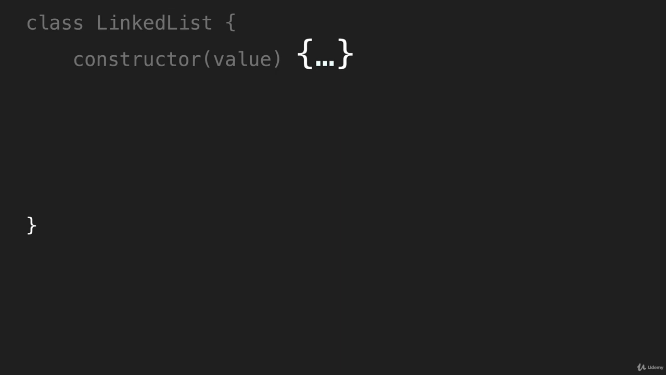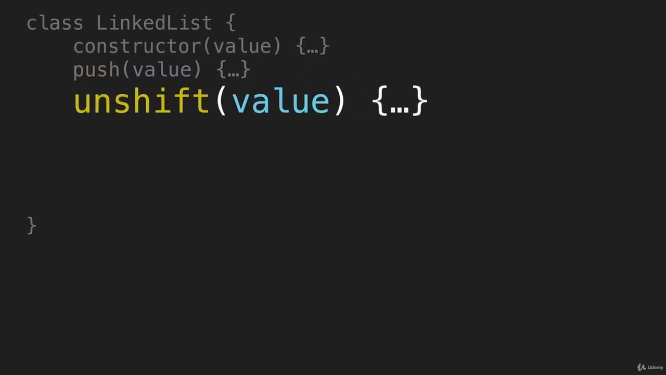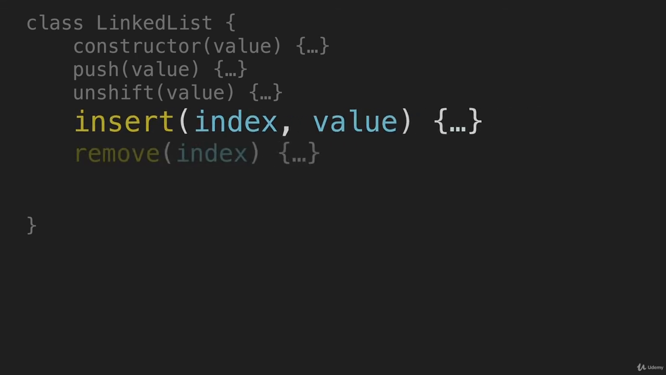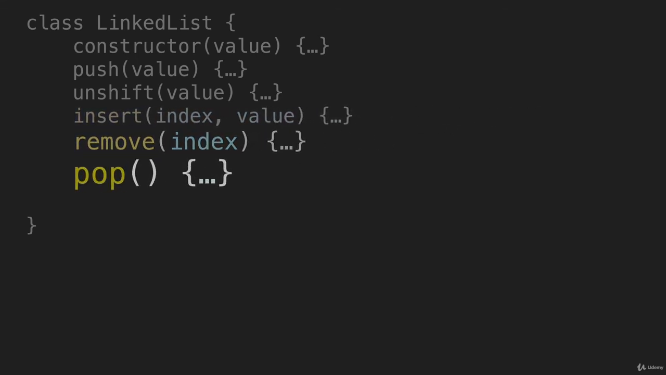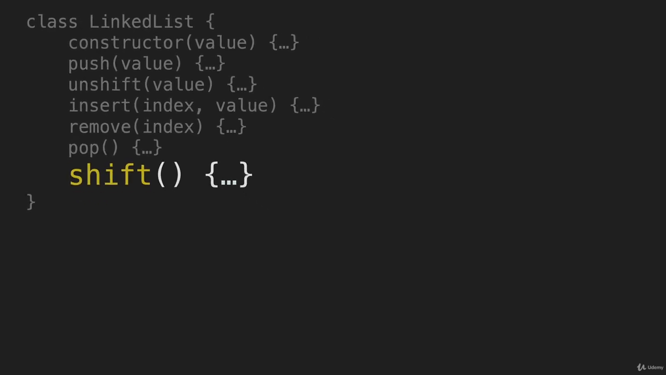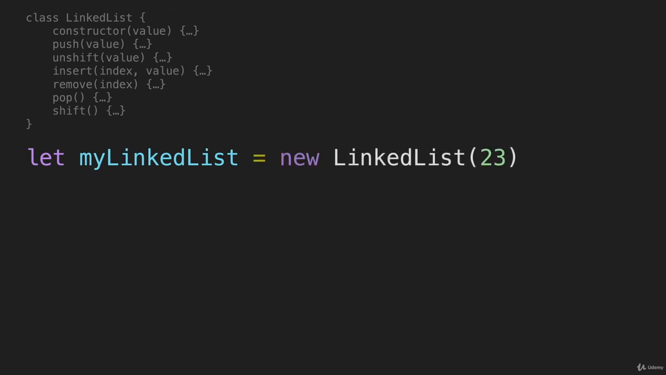So some of the other methods that we could create for a linked list would be push, unshift, insert an item at an index with a particular value, remove, pop, and shift. And we'll create all of these in the linked list section and a few more. But let's just go over what we could do with this. We could say let myLinkedList equal a new LinkedList. We'll pass it a number, 23, and now we have a node with 23.